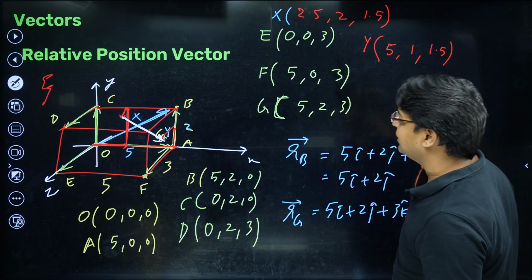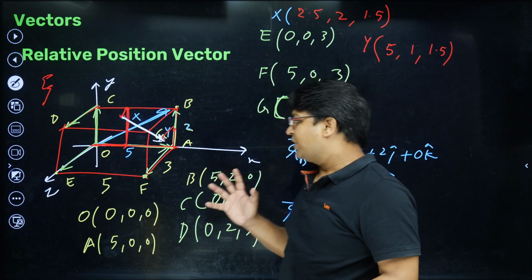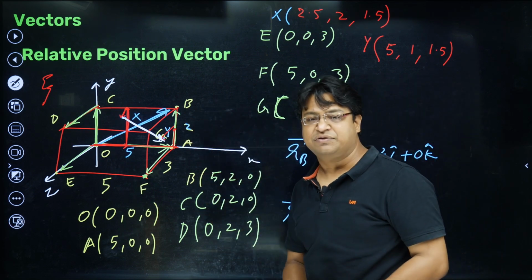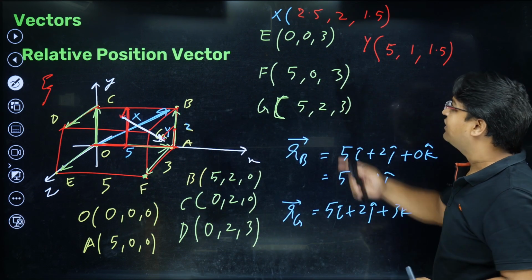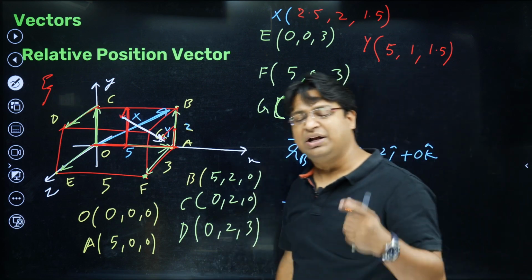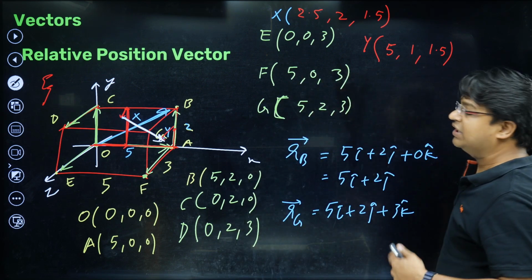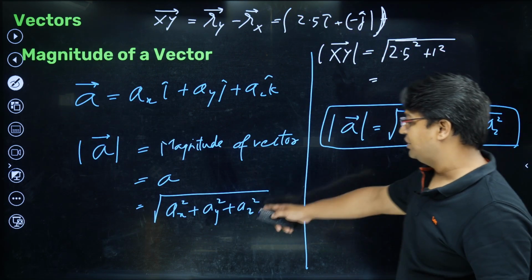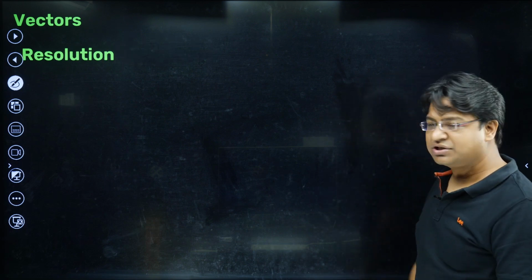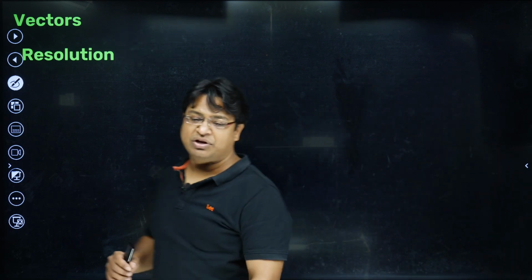So I hope you understand how we can use the concept of magnitude to find the distance between two points. You find the relative position vector of one point with respect to the other, and then you calculate the length of that arrow. That is the magnitude of the vector, by using this formula. Alright, now if this part is understood, next we are going to talk about resolution.